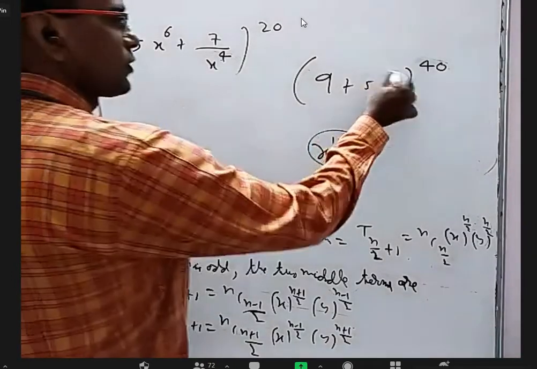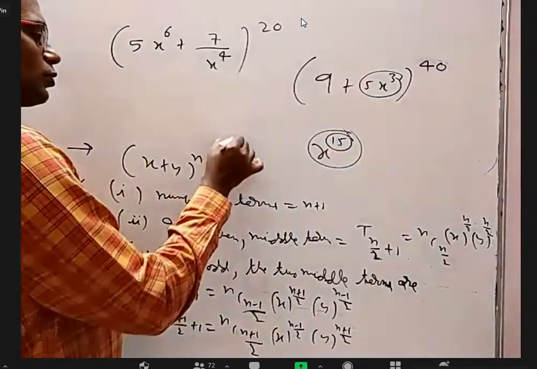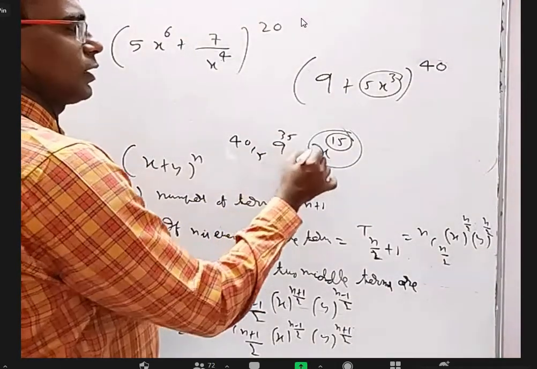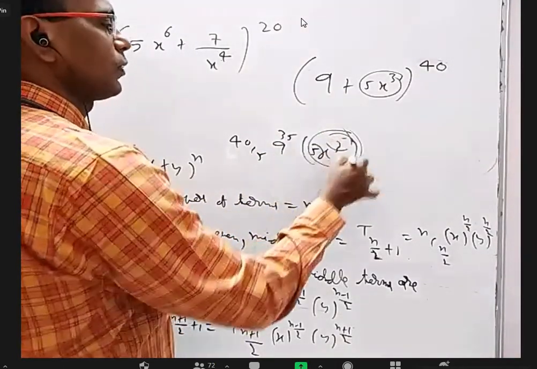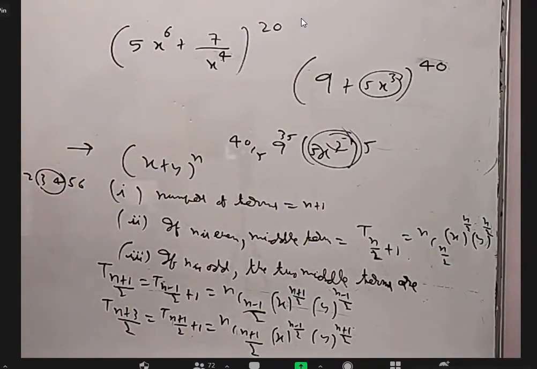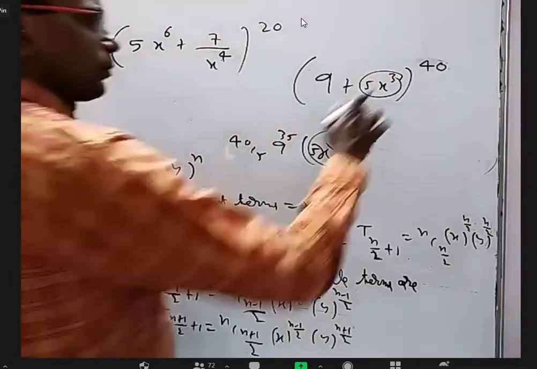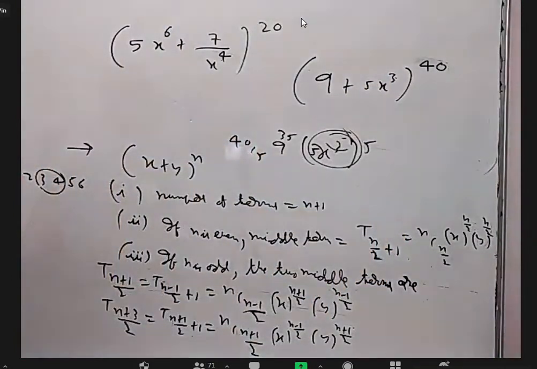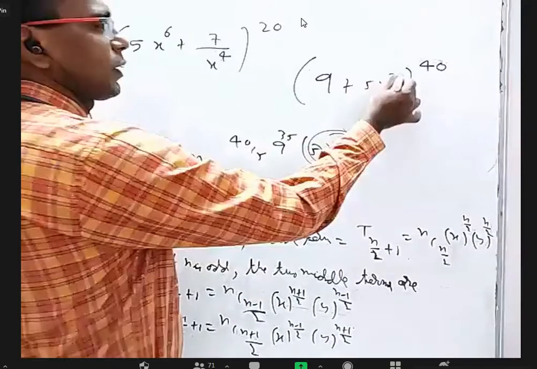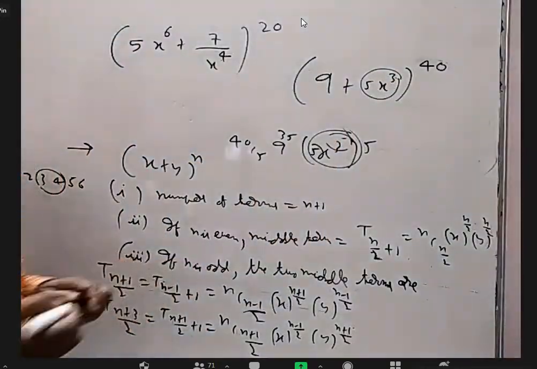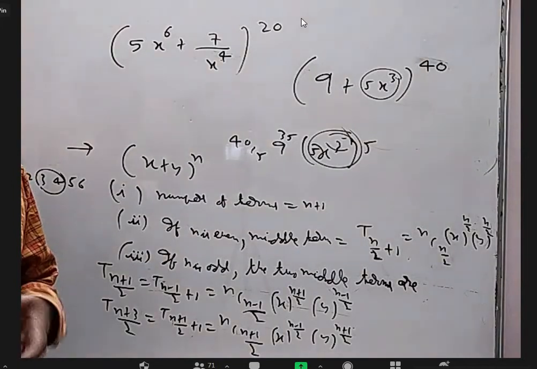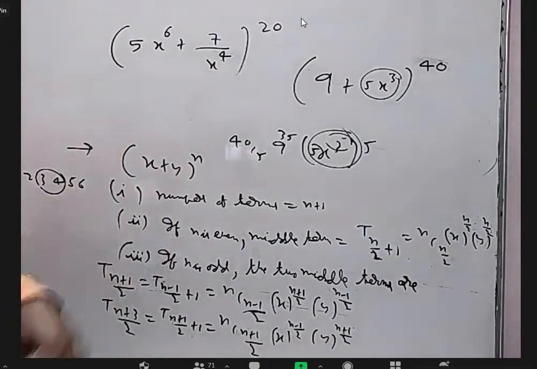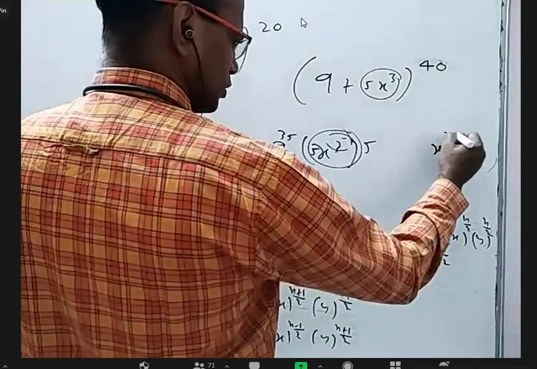Yeah, the power of this should be 5 to get 15, right? So it should be 40C5, okay? And 9 power 35 and (5x cube) whole power 5. Correct now? Yes. Sir, once again, say how it is 40C5. The power of this should be what to get x power 15? 5. If the power is 5, what should be the power here? 40 minus 5. Understood. So 40C5. Okay.